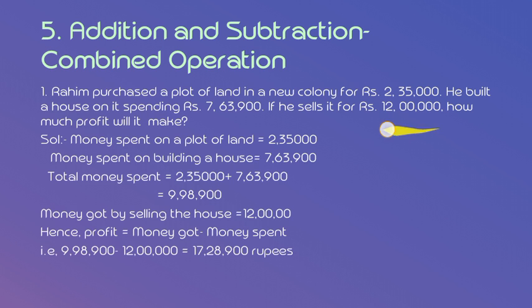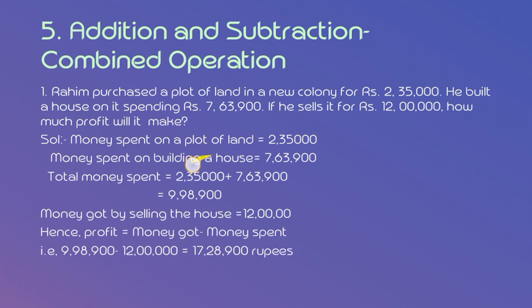He built a house on it spending rupees 7,63,900. On that land he made a house and the cost of the house is 7,63,900. If he sells it for rupees 12 lakh, meaning the cost of the land and the cost of the house, the whole building, he sells for rupees 12 lakh. How much profit will he make?